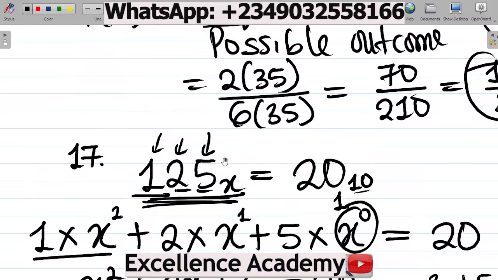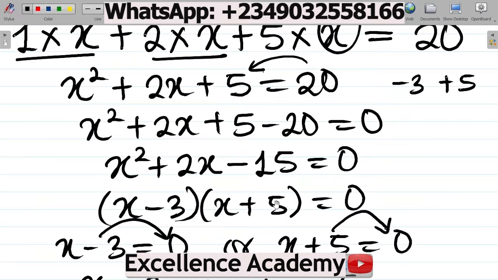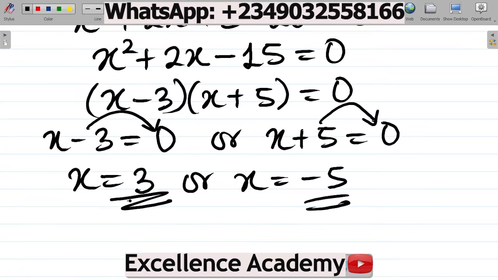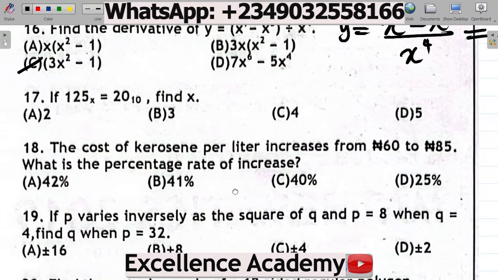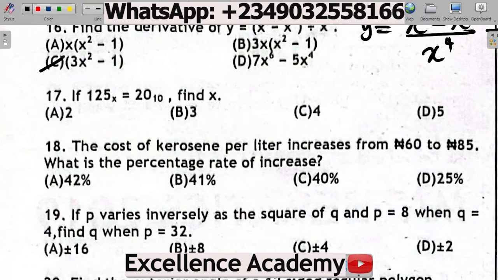Since x is a base like this, it has to be a positive number. If it should be a positive number, minus 5 should not be an option. The correct answer becomes the positive term, which is 3. So for this question, the correct answer is 3, which is B. That's how you solve this.